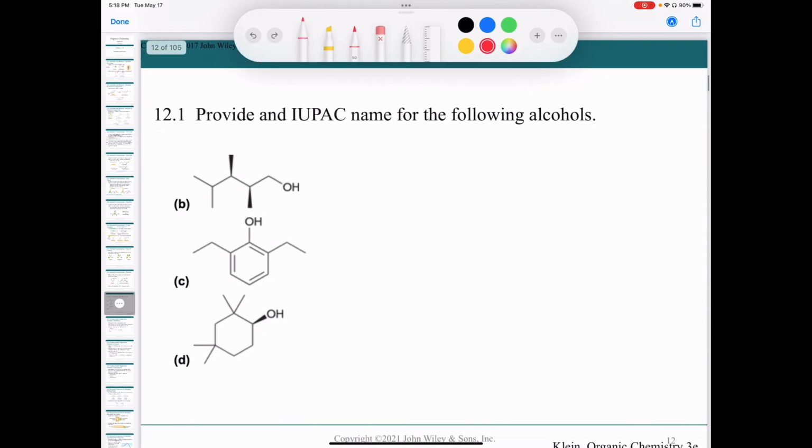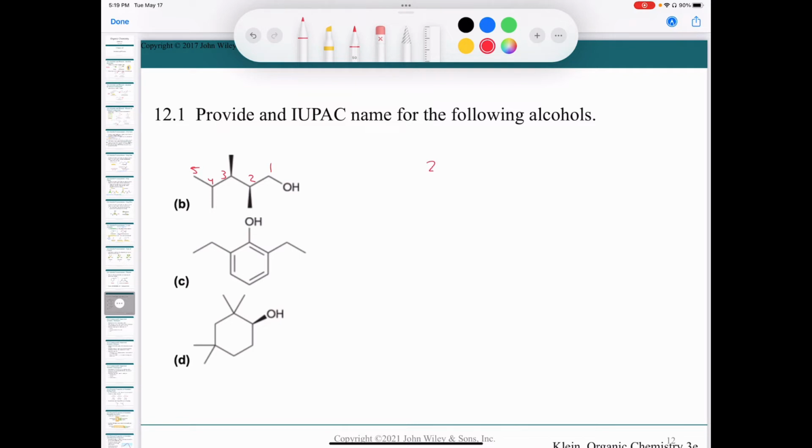Well, that's a lot of information to put together. Let's take that information and see if we can name some compounds. This first one is a primary alcohol. We have the longest carbon chain that we can see right here. And what we want to do is number that in such a way that we give the hydroxyl the lowest possible number. So we're going to start here with 1, 2, 3, 4, 5. You see that we have 3 methyl groups as substituents. We have a 2, 3, 4-trimethyl-1-pentanol.